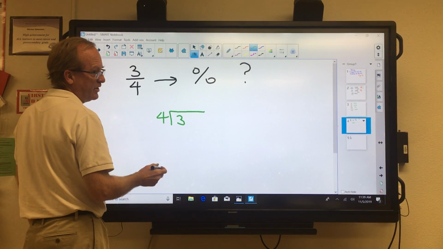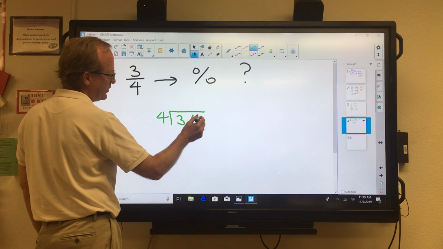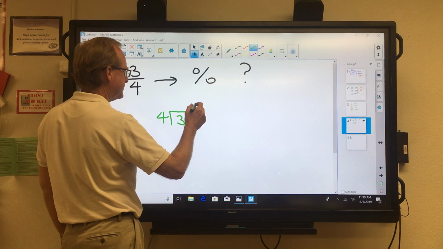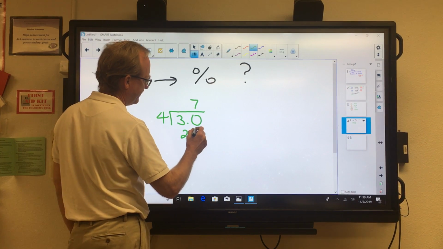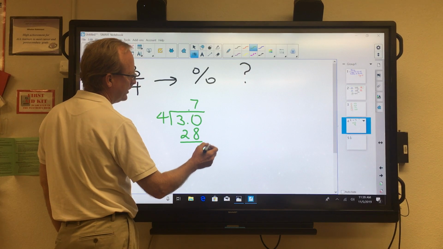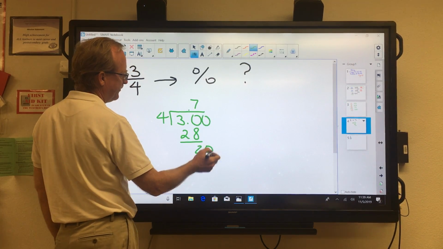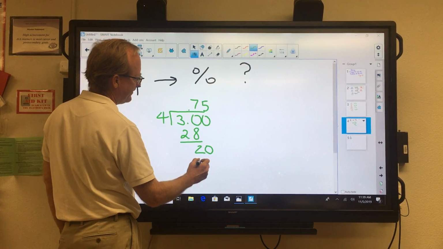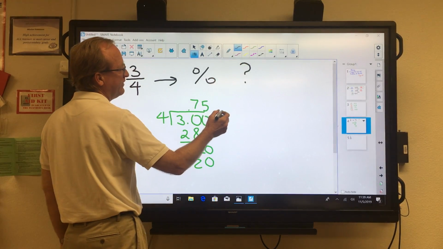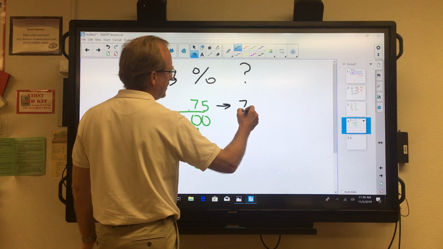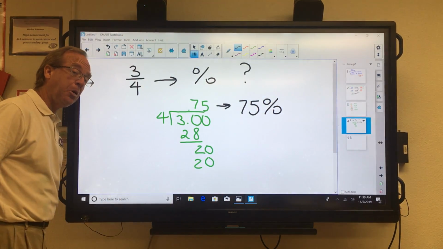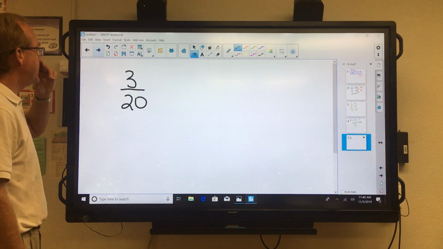Now 4 doesn't go into 3, so I'm going to drop in a 0, so I put a point and a 0. 4 goes into 3 7 times. By the way, I have to bring the point up. 2 left over, drop another 0, goes in 5 times, and I'm good. And at that point, you can see I'm at 0.75, and you can convert that to a percent. Pretty cool.